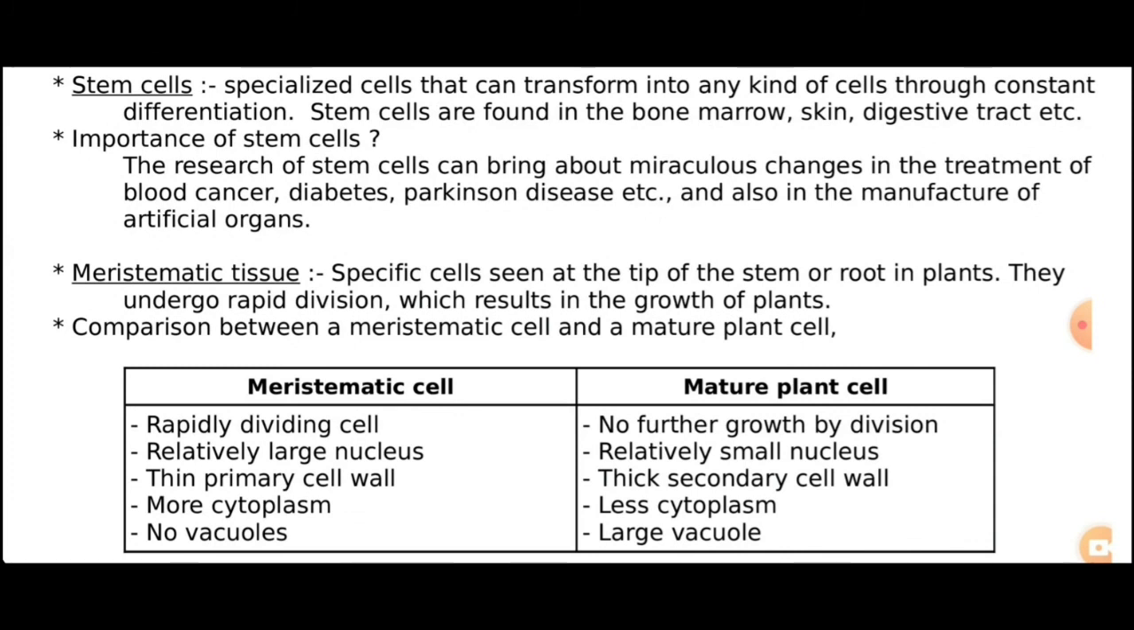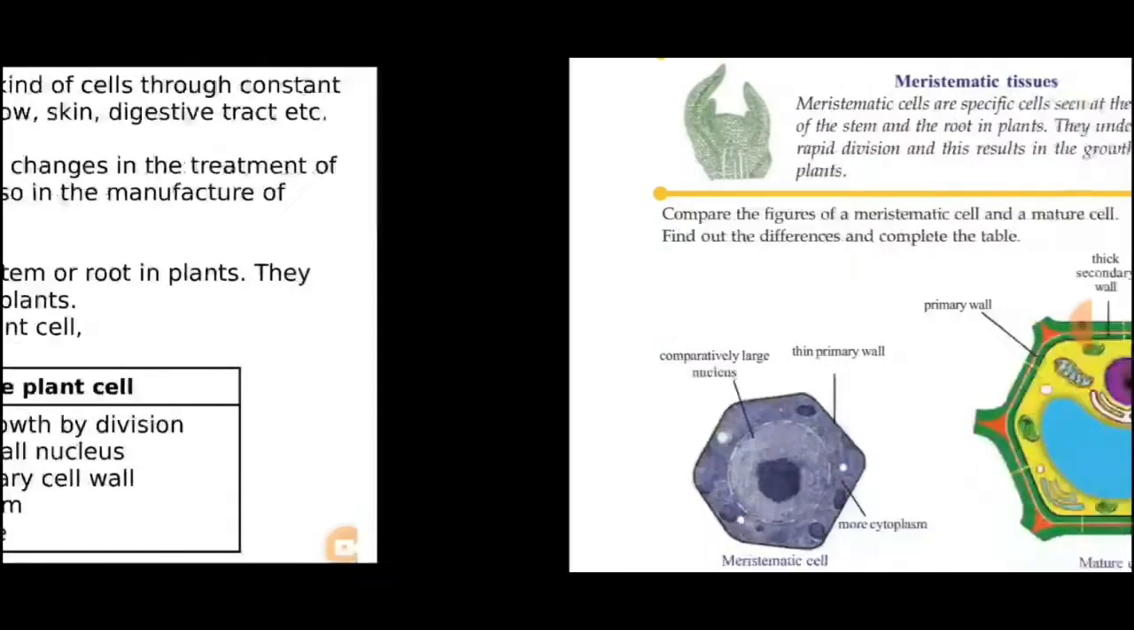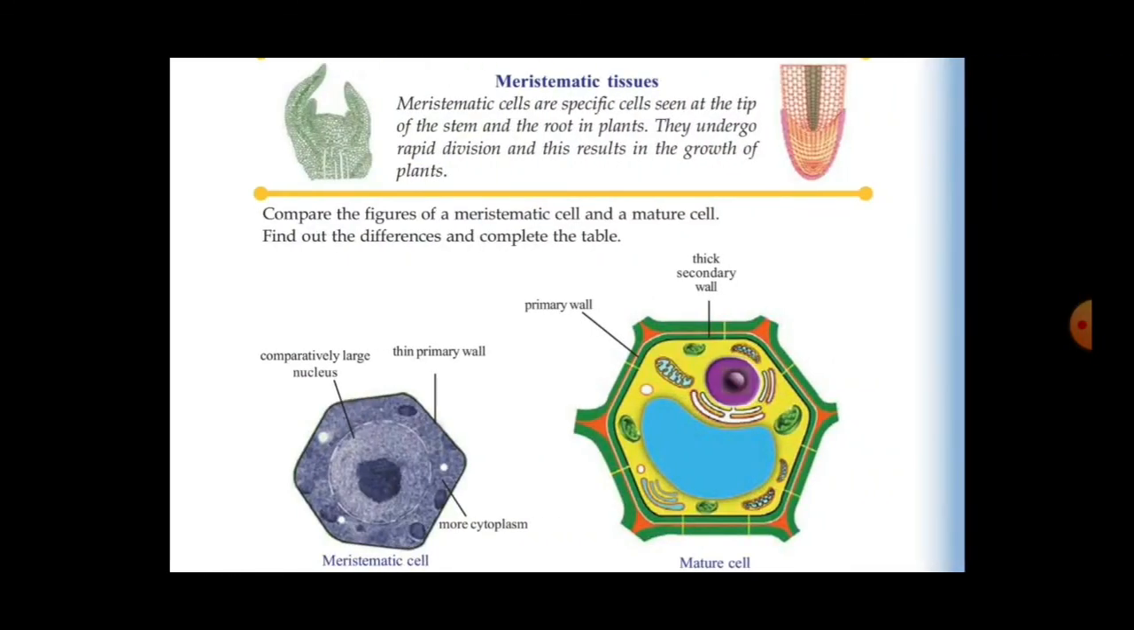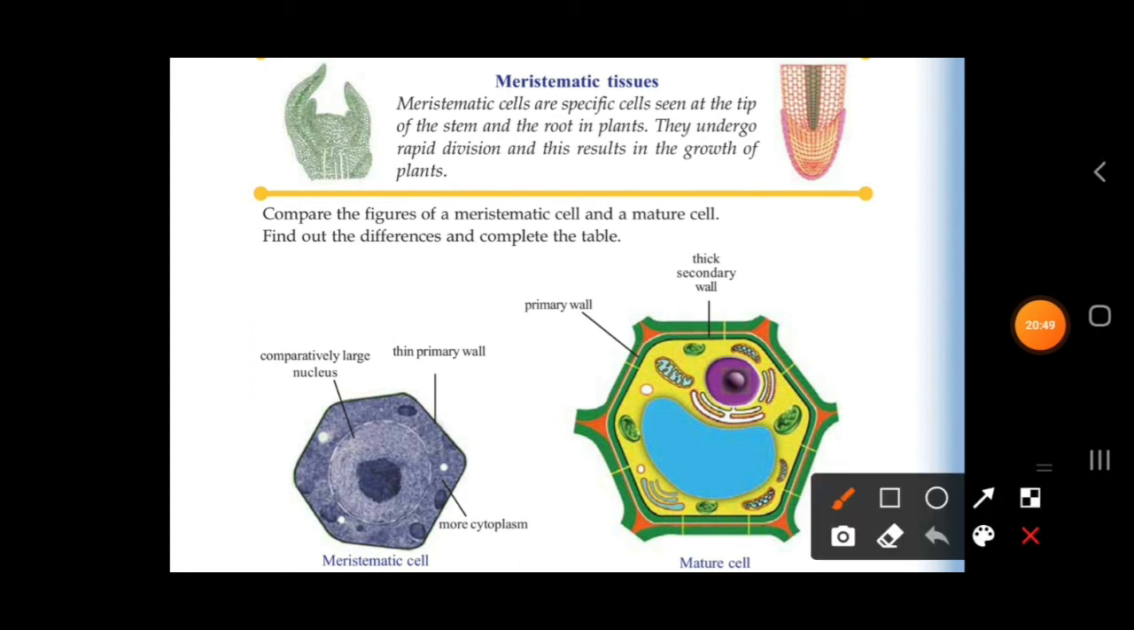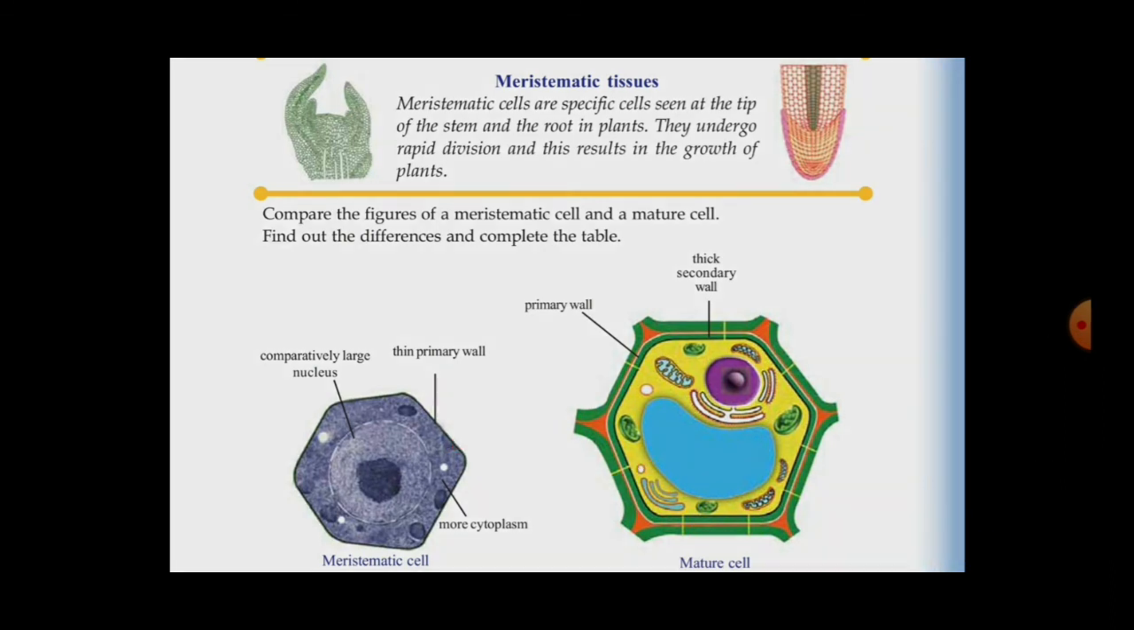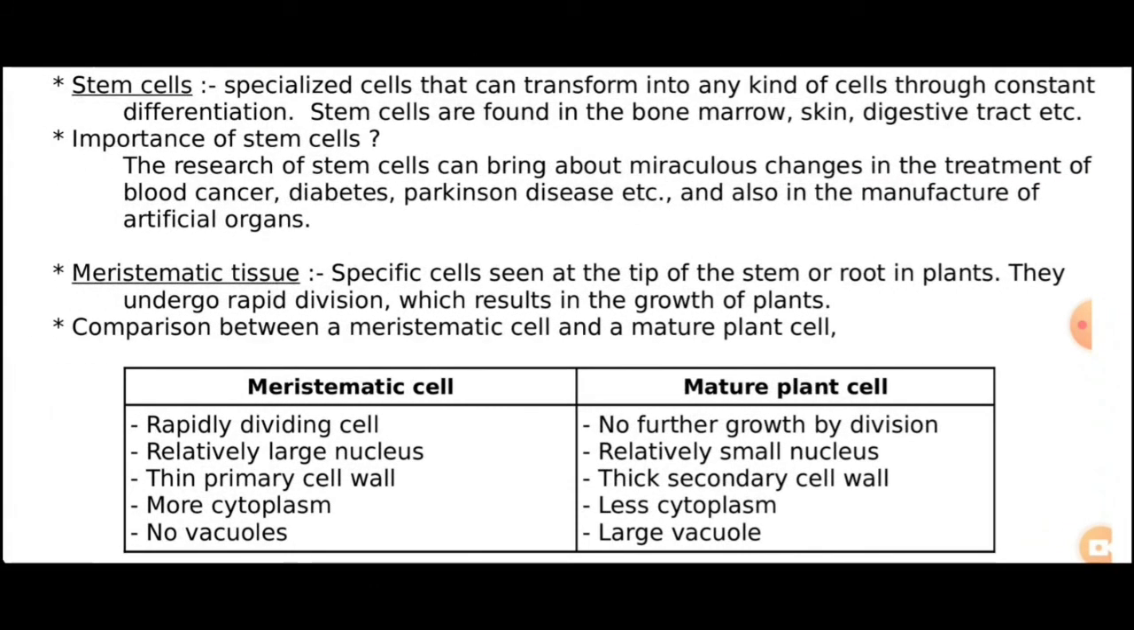Then no vacuoles in meristematic cell, but a large vacuole is there in the mature cell. Vacuole, you know, we have studied in the first chapter. Here there is no vacuole in meristematic cell, but here is a big vacuole in mature cell. So these are the differences. You compulsorily have to study these points. Very important points.